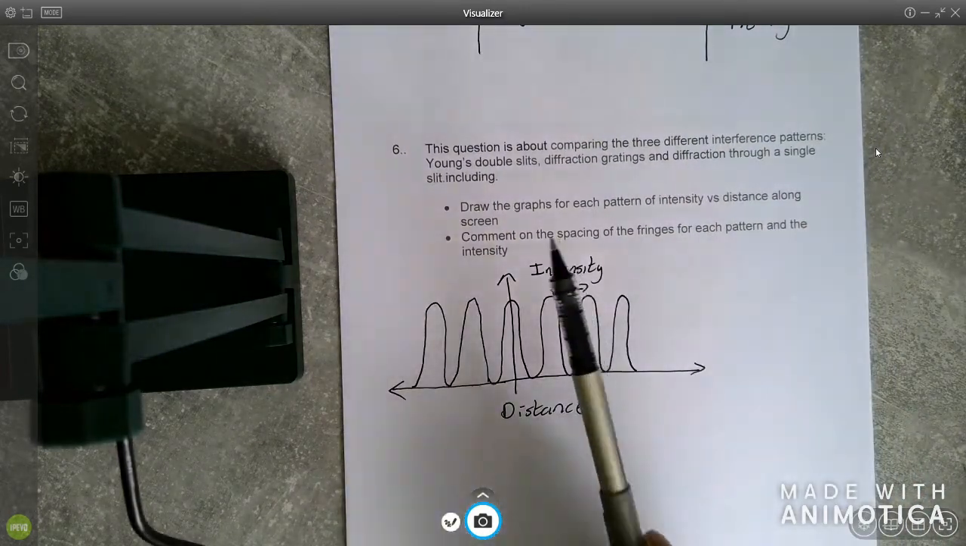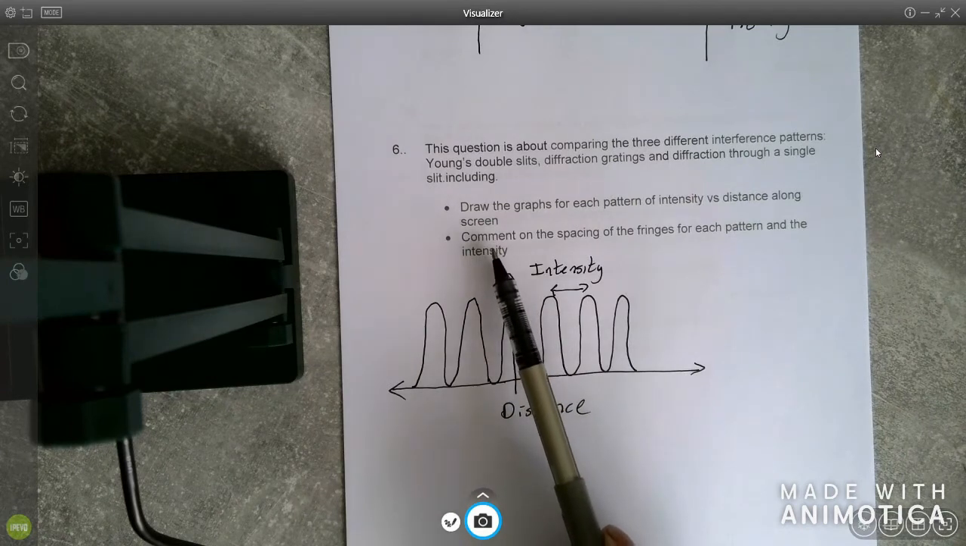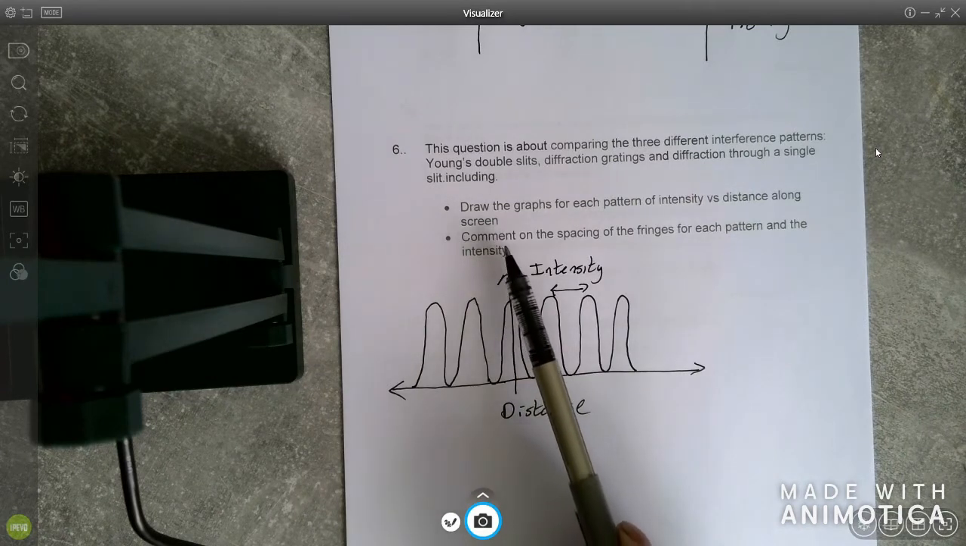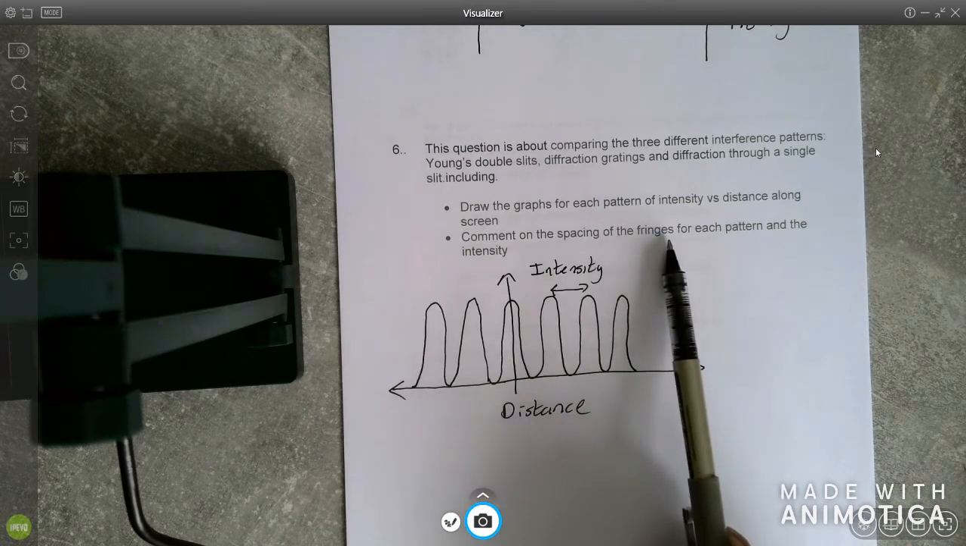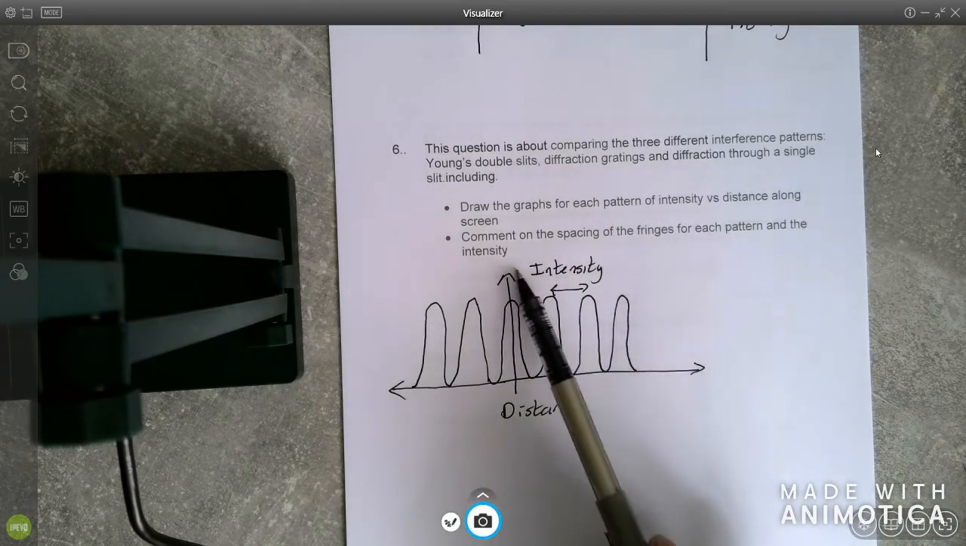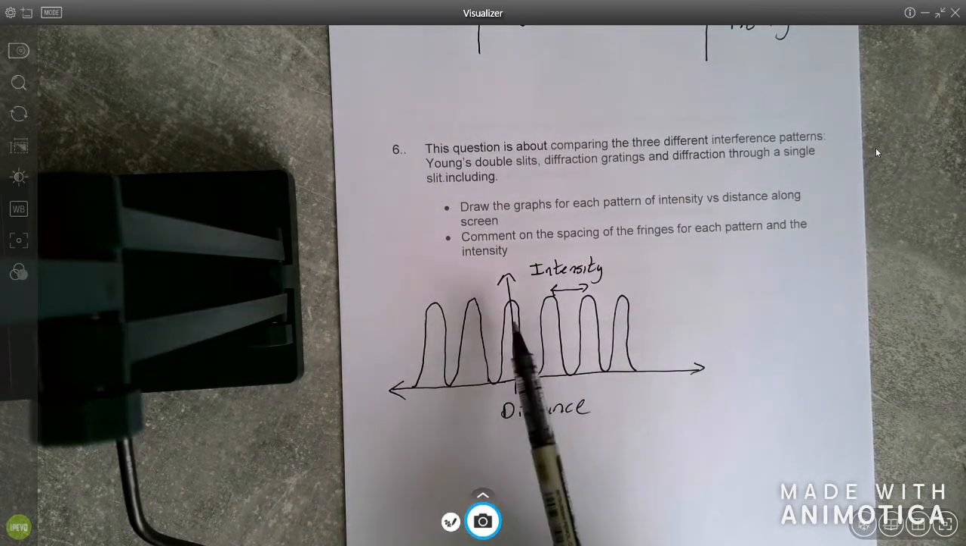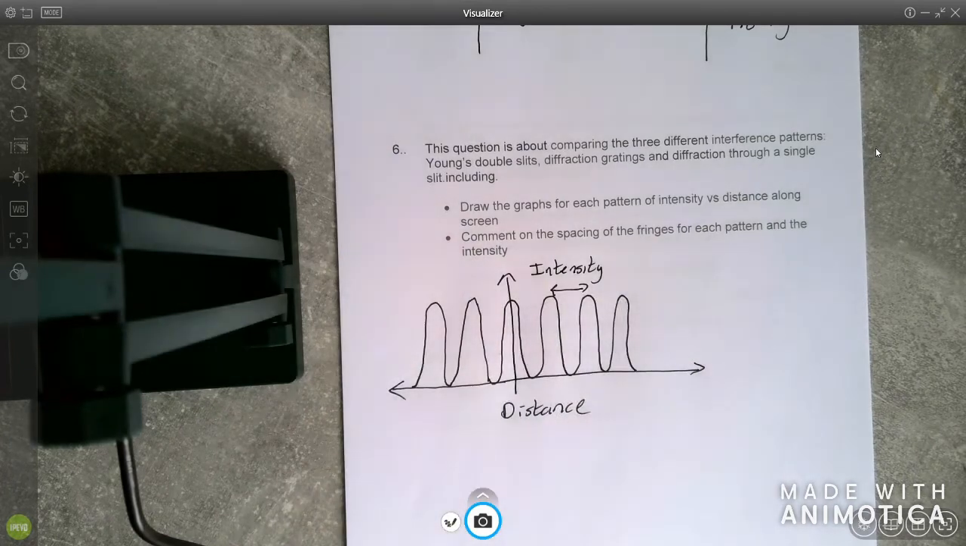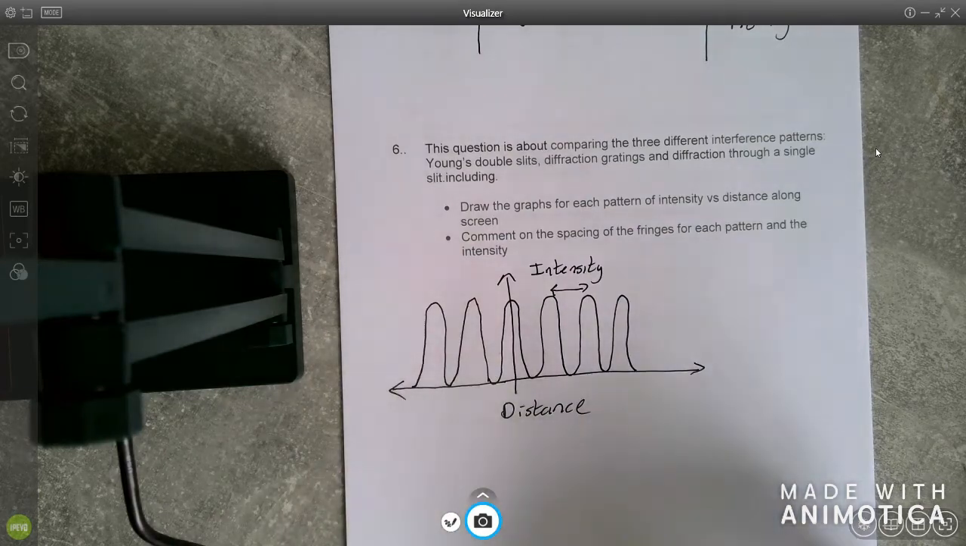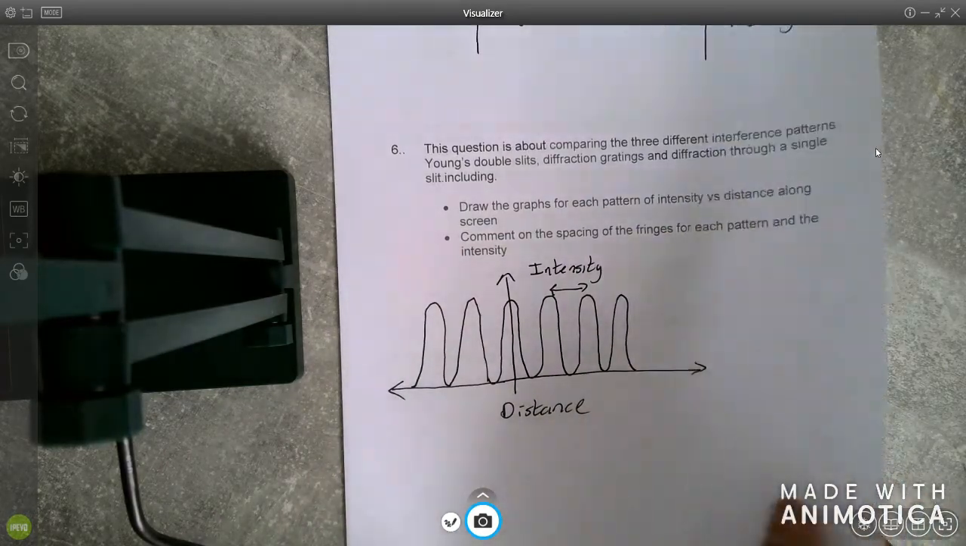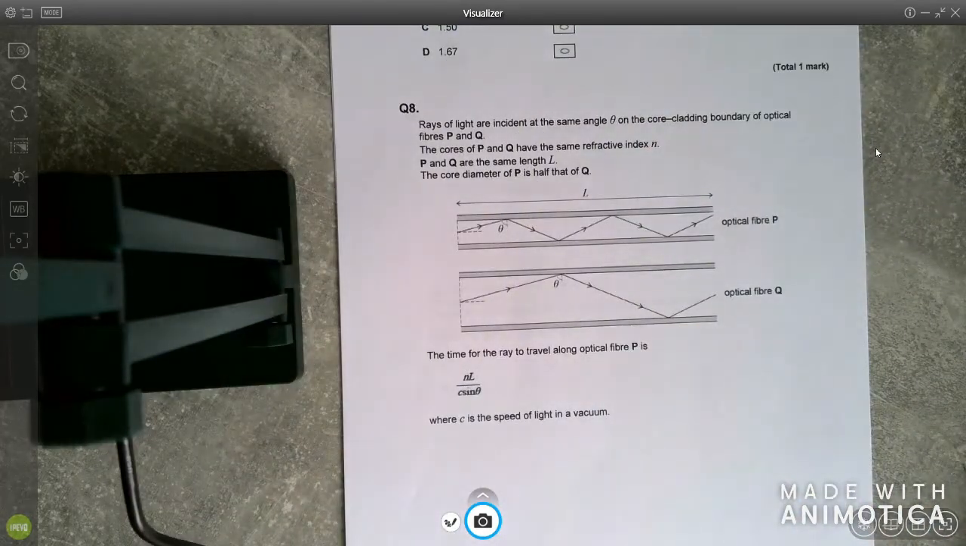Okay, so just an important point to note here. What you have to do is draw the other 2 graphs as well and comment on the spacing of the fringes for each pattern and how the intensity varies. So with the double slit one, the intensity didn't vary as you moved from the middle of the screen, but you need to comment on how it varies for the other 2.